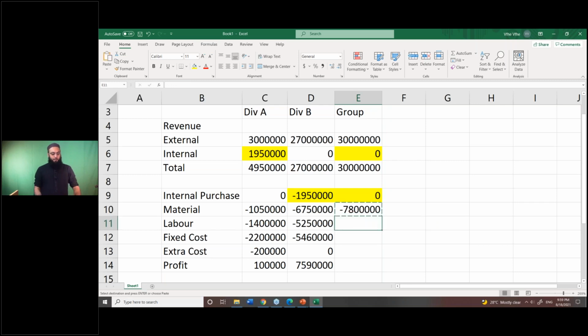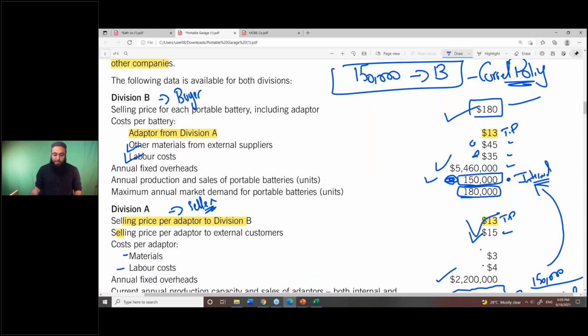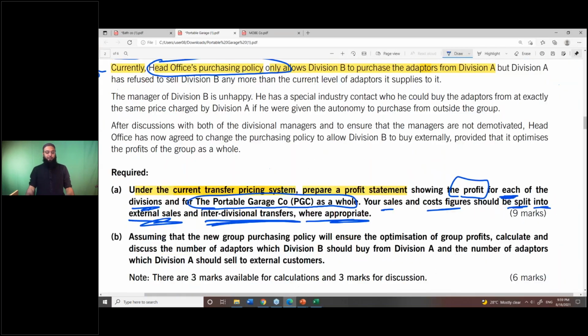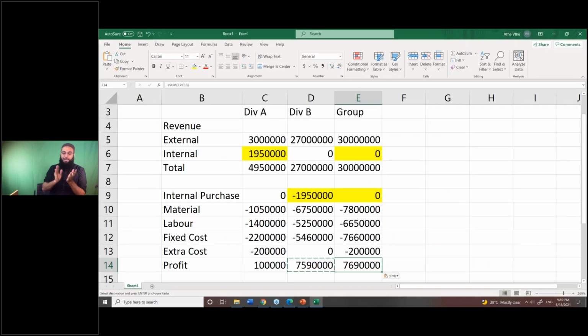Control C, Control V. All other costs will come. Just the transfer price will not come. That's it. Let's work out the group profit. It's 7690 and done with this part. And this part was for how many marks? So the marks were 9. Wow, 9 easy marks.